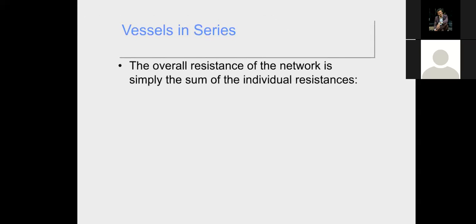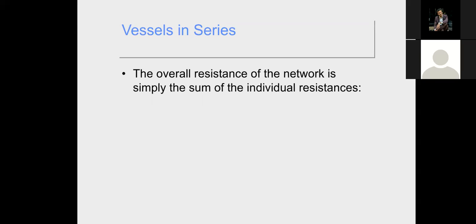So you have to know that vessels in series, the overall resistance of the network is simply the sum of the individual resistance, i.e., if you have three systems, R1, R2, R3, so the total amount of the resistance equal R1 plus R2 plus R3. So it's Rn plus. So if the resistance in R1 increased, the total resistance will be increased. I think it's clear.